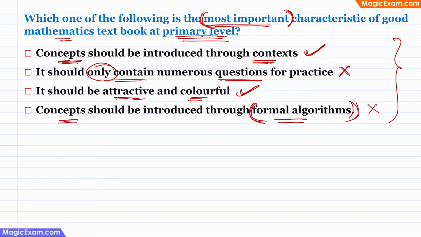Therefore, this is incorrect. So now you have 2 possible correct statements. So here we have to identify the most important, and the most important between these two, the book should be attractive and colorful, yes, but concepts should be introduced through context, through relevant examples, relevant situations. That is the most important characteristic. Therefore, option A is correct.